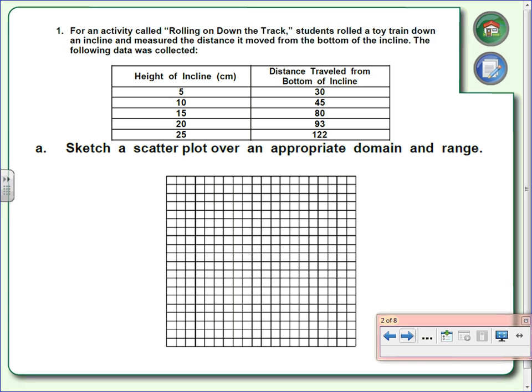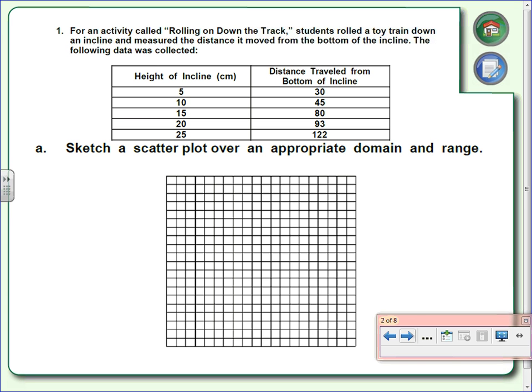So the first time they did this, they had an incline of 5 centimeters, and the train traveled 30 centimeters. Then they raised it a little bit more to 10 centimeters. Notice that the train traveled a little bit further here. Now it's 45 centimeters, the distance, and so on and so on. So the first thing we're going to do is part A, and that's to sketch a scatter plot over the appropriate domain and range. So we're going to use this graph paper to sketch each of these ordered pairs.